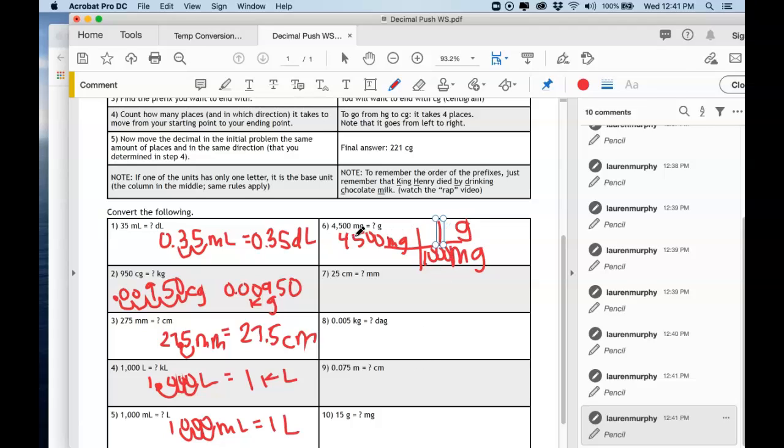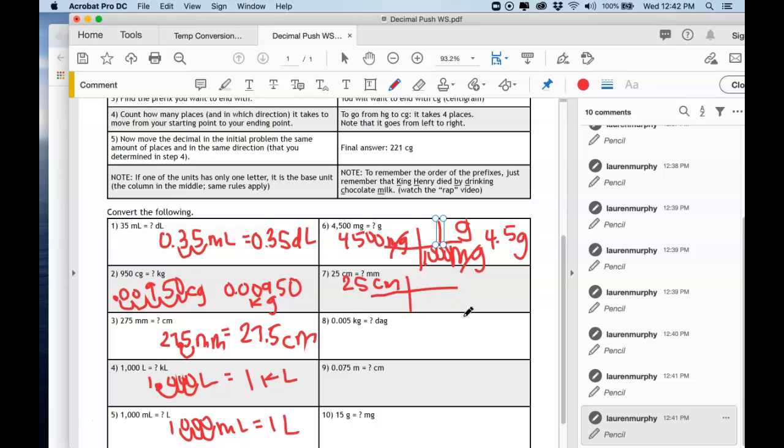Then it's 4,500 divided by 1,000, so milligrams cancel, and you end up with 4.5 grams. This is the dimensional analysis way to do it. I'm actually going to post both answer keys, one with decimal push and one with dimensional analysis. We have done dimensional analysis, so it is expected that you can do it both ways depending on what the question asks you. So 25 centimeters.